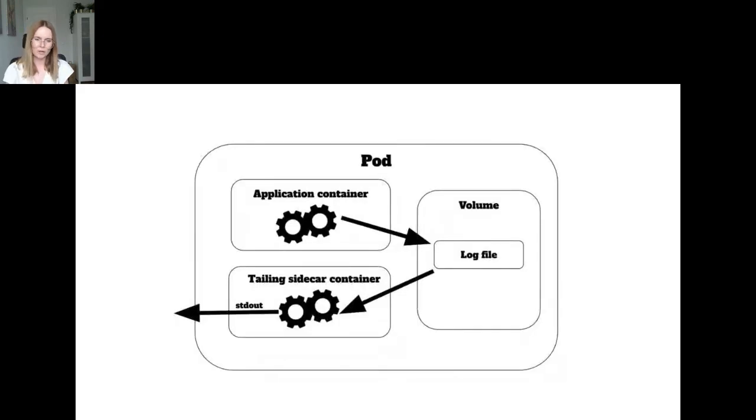Okay, so you know this picture. This is exactly the same picture as I showed you in the fourth trick. So it is what the tailing sidecar does. It adds a tailing sidecar container with a specialized image, adds the volume to this sidecar container, and the log file must be saved on the volume just to make this file accessible for the sidecar container image.